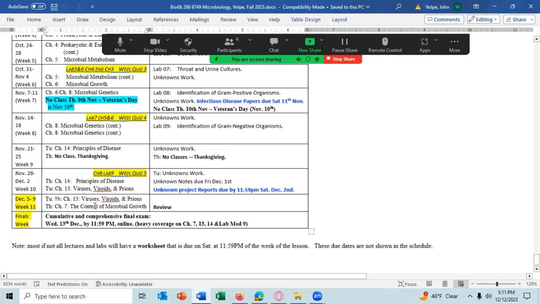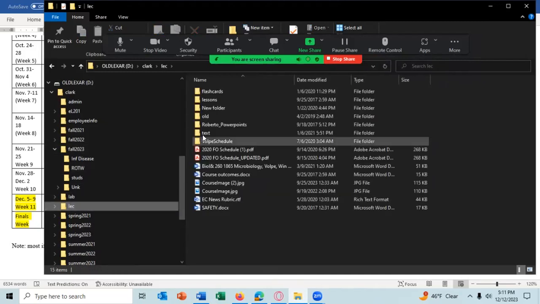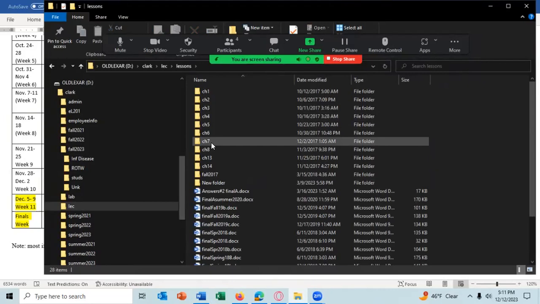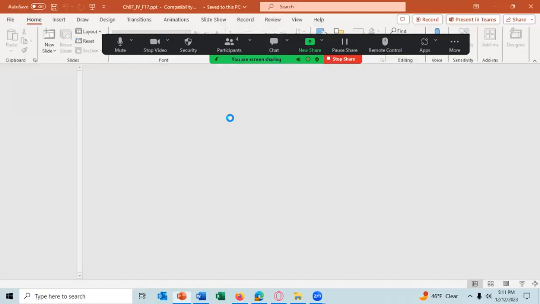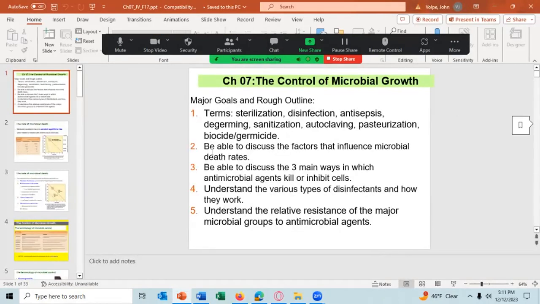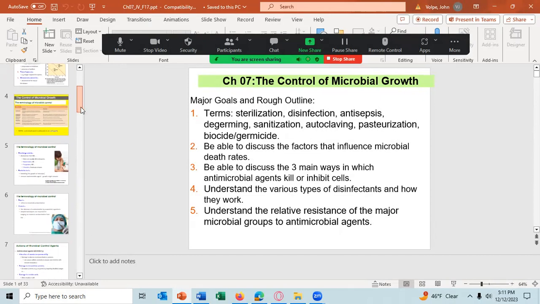So let's begin chapter 7. I'll just start backwards because the majority of the questions will be on the last lessons. On chapter 7, you should know the terms like sterilization, disinfection, antisepsis, etc. You should be able to discuss the factors that influence microbial death rates. And I don't want to go into that in any great detail, but I've got it mainly on one slide here.